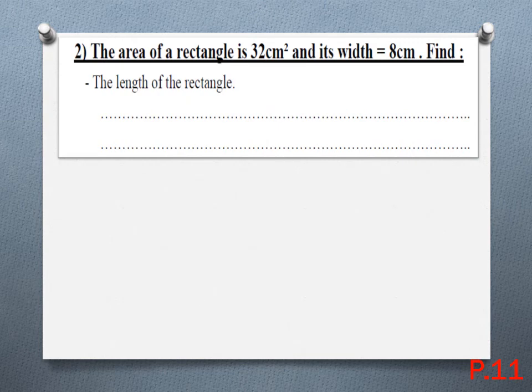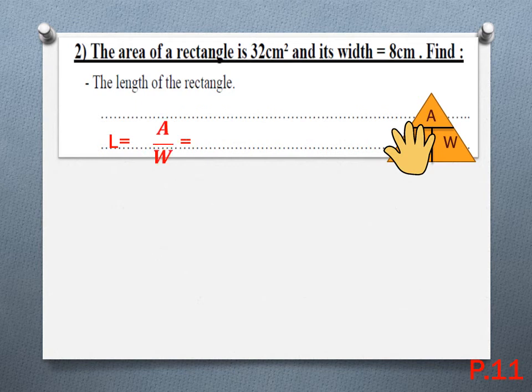The area of a rectangle is 32 square centimeters and its width equals 8 centimeters. I need to find the length of the rectangle. If we need to find the length, we need to draw the magic triangle of the area. Area up, and length and width down. Hide the length to find it: area over width. To find the length, we write the rule area over width. Then write the number of the area, 32 over 8. It equals 4 centimeters. This is the length of this rectangle.